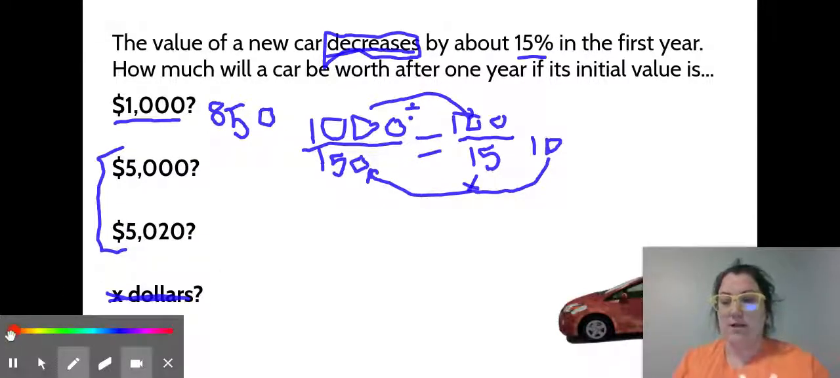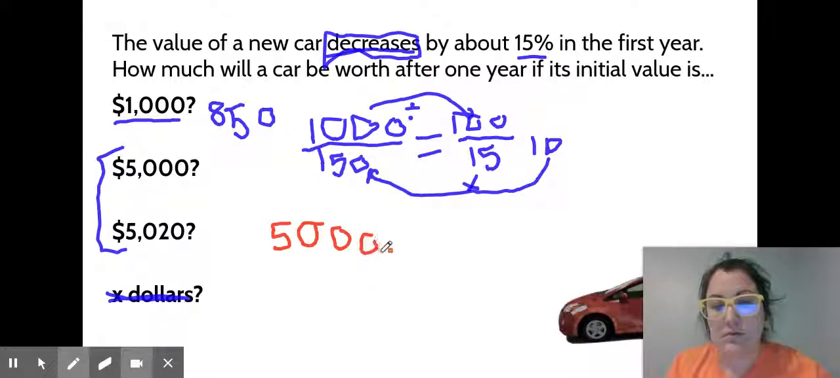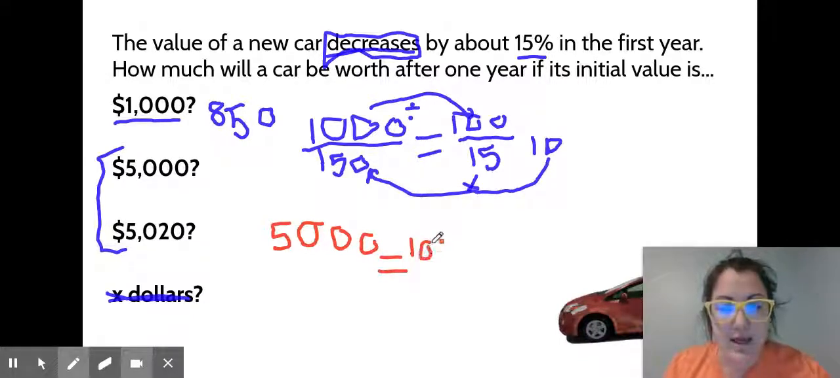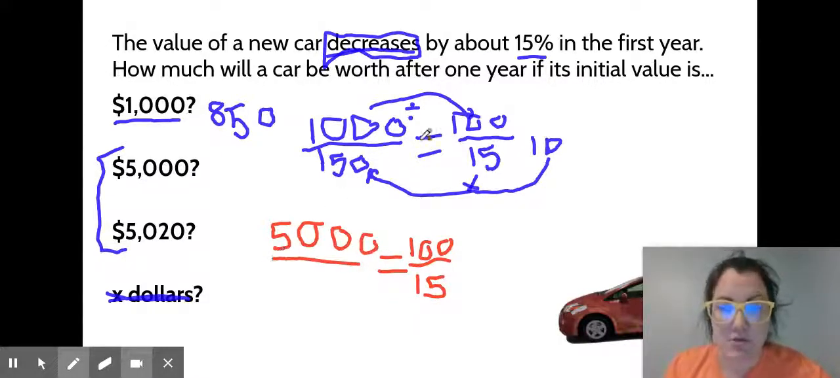So I'm going to do red for 5,000. So we'll do 5,000 first. So remember, 5,000 is my original amount. $5,000 is my 100%, and we are trying to find 15%. Okay, so we can solve this by doing exactly like what we did before. We're going to divide 5,000 by 100, and you should get 50.